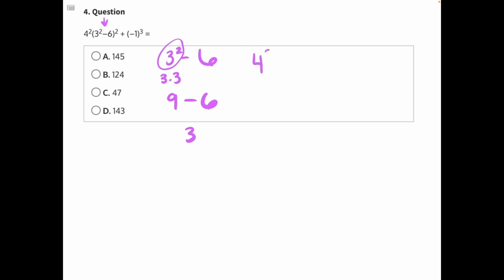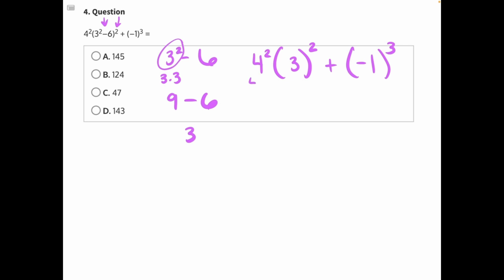We have 4 squared times 3, and that entire set of parentheses was squared, so that will remain, plus negative 1 to the third power. We've done parentheses. Now our next step would be exponents. Let's resolve all 3 of our exponents.